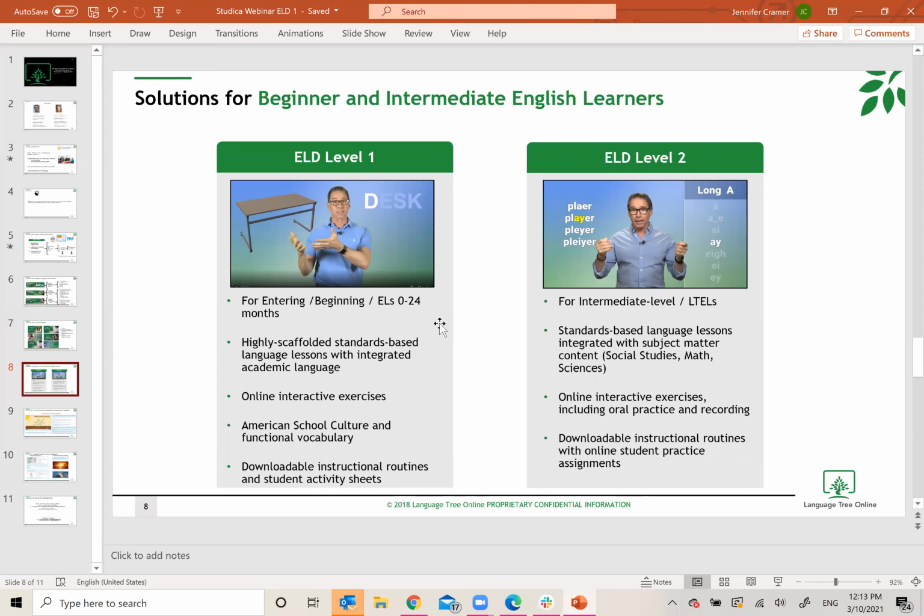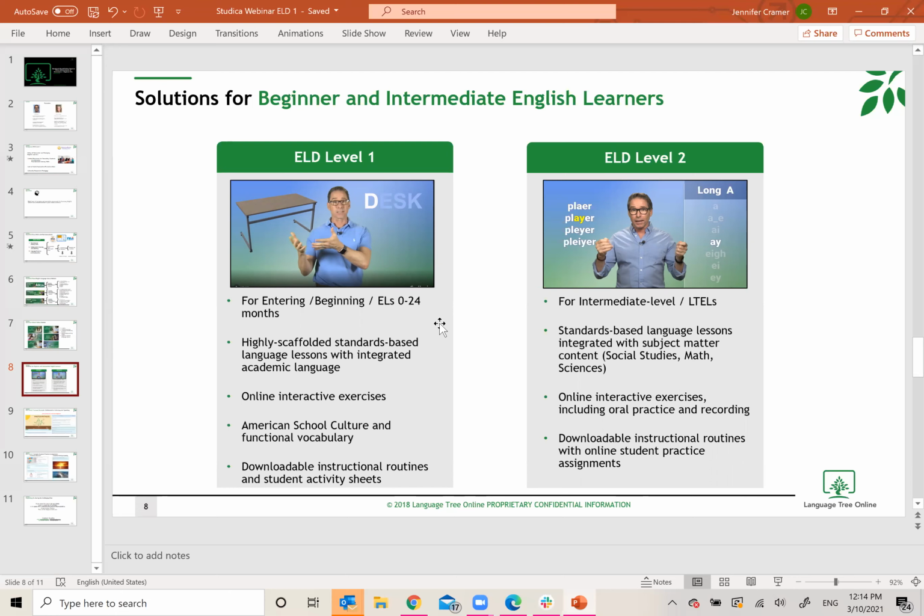So a couple of the differences in ELD Level 1, which you're going to see today, is that it's designed for our students that are newcomers up to about 2 years in the country. We use highly scaffolded lessons that include the virtual professor, multisensory input, video, audio, as well as an opportunity for students to focus on topics that they're familiar with. So a lot of that might have to do with some functional vocabulary, as well as a lot of topics around school, around integrating into the middle and high school environment.